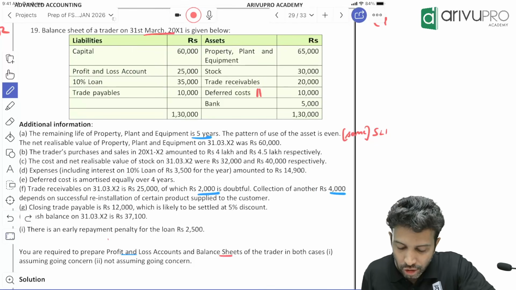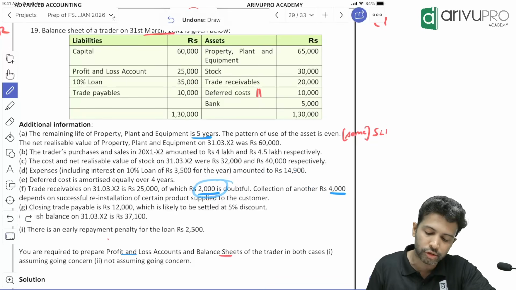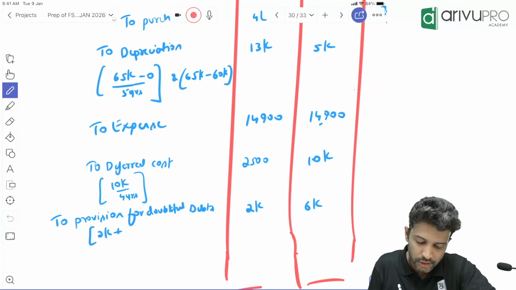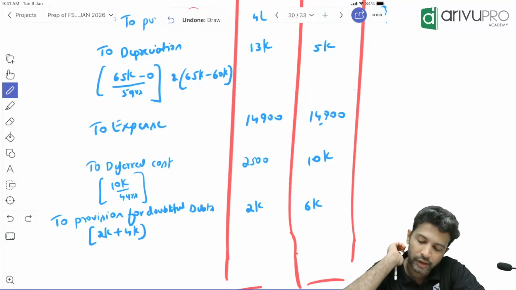If the entity is not a going concern, then the doubtful amount is 2,000 or 4,000 also. That means if the entity is not a going concern, it will become 6,000. That is 2,000 plus 4,000. So in that case, the expense will become 6,000. Clear?